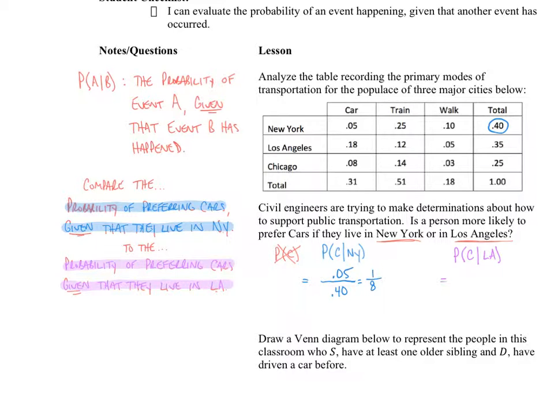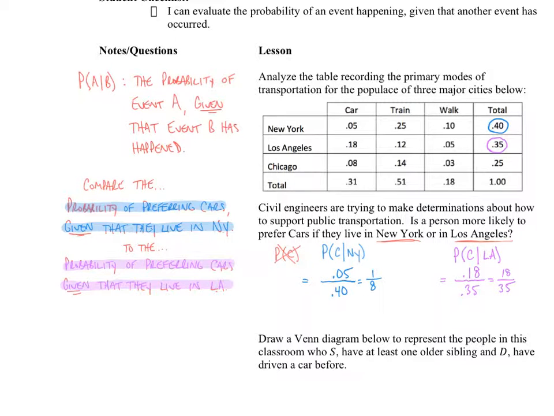Let's do the same thing over here with Los Angeles. We're going to calculate the probability of someone preferring a car given that they live in Los Angeles. So where are all the people that live in Los Angeles? This is the number of people in our study that live in Los Angeles. So of those people, how many of them also prefer cars? This many, 0.18, which does not reduce, so we have 18/35.